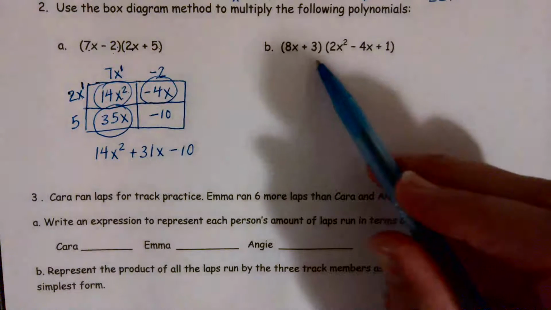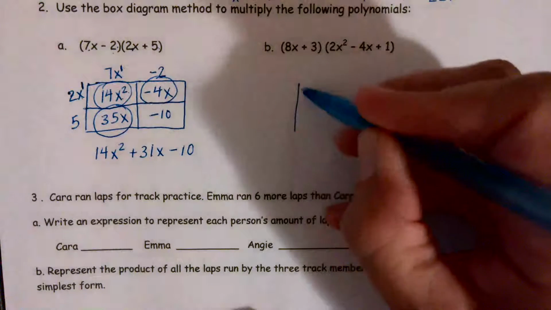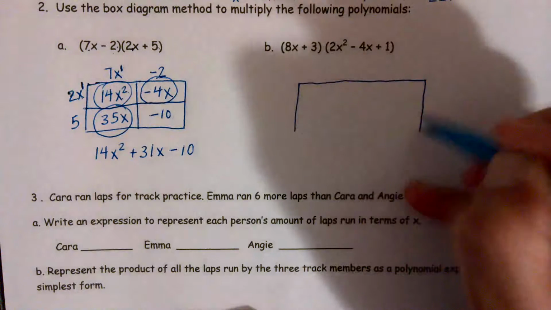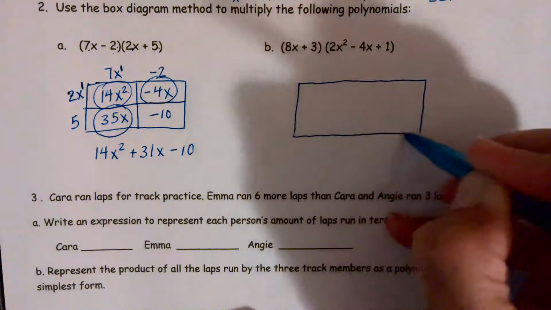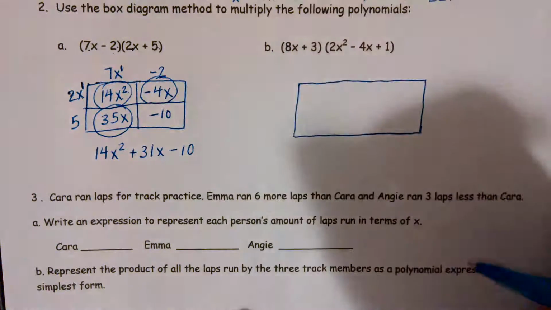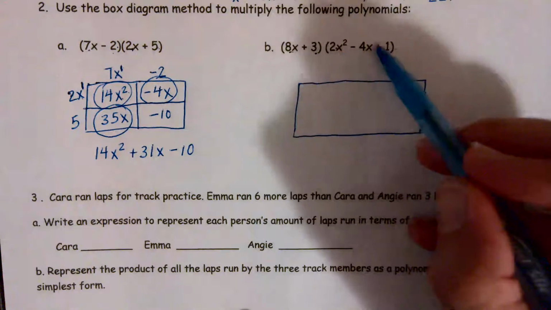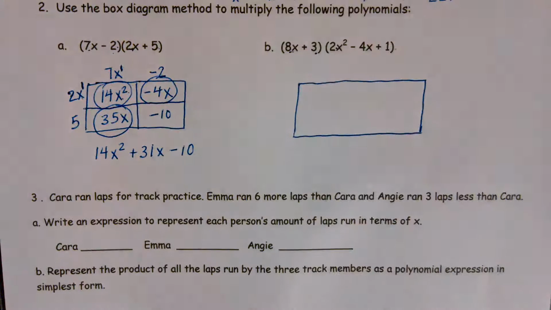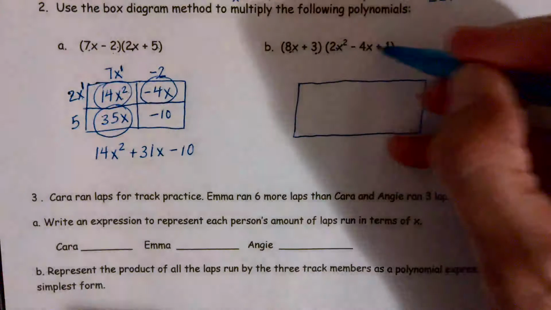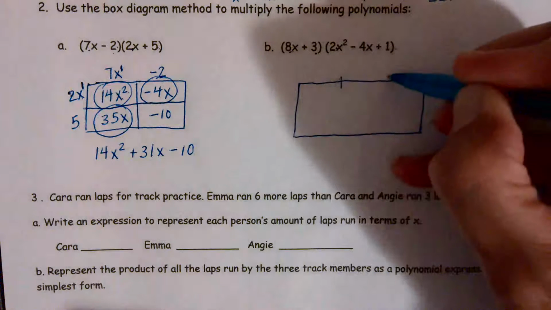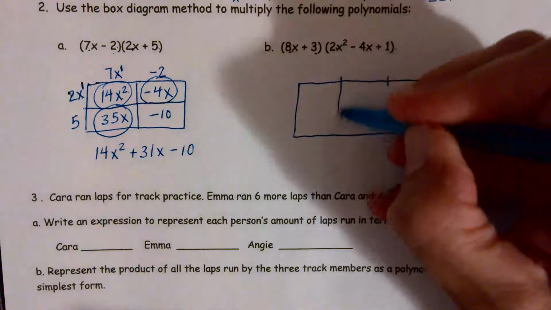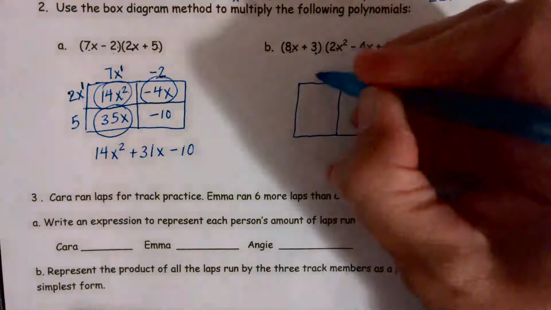All right, let's use a box diagram to multiply these. So again, I'm going to draw a rectangle. And I like to put the most terms on the top because this is longer. So this has 2 terms, and this has 3 terms. So let's put this on top. I can change the order, commutative property of multiplication. So this is 3 terms, 1, 2, 3. So I'm going to divide this in 3 parts.